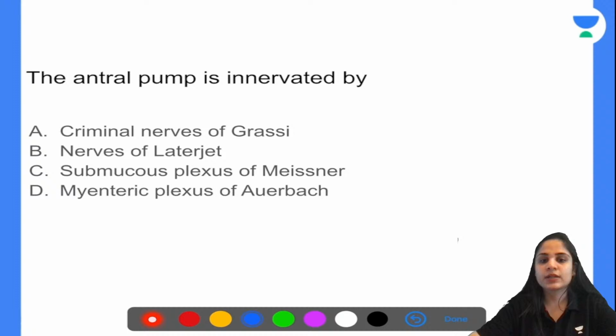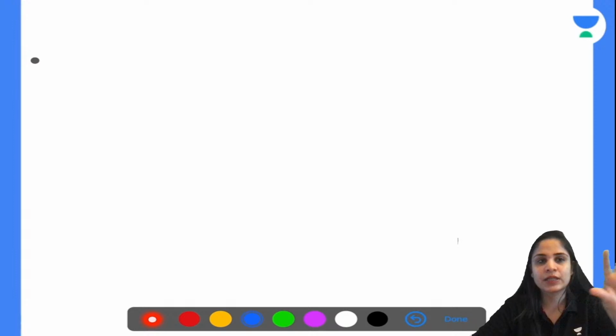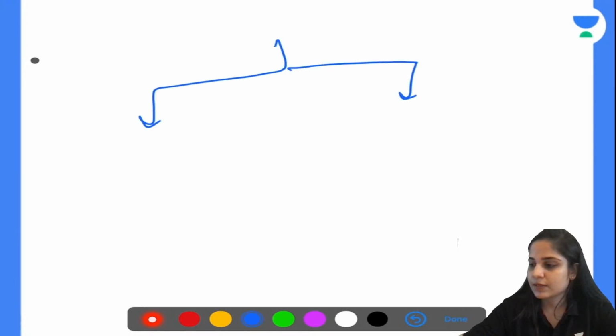Okay. So the correct answer over here is nerves of Latarjet, because we are specifically talking about the antral pump. The antral pump is provided innervation by the nerves of Latarjet. Now let's have a look at the different parts of the stomach and what their innervation is. So you have extrinsic innervation and you have intrinsic innervation in the stomach.